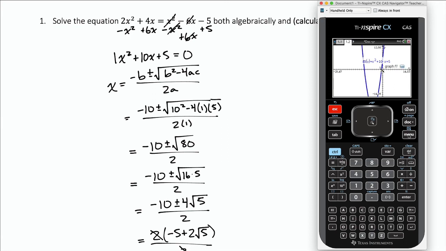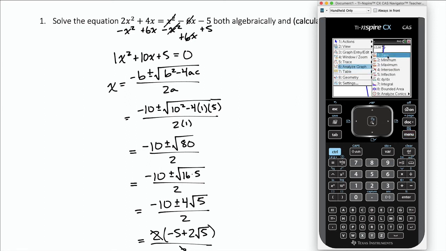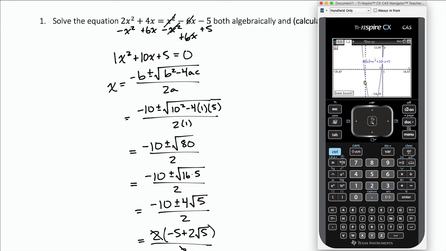In the calculator, we can go menu and then analyze graph, and then zero to find the zeros. Then we're going to scroll. It asks us for a lower bound, so we're going to click to the left of this zero here, and then scroll over to the right and click, and that's going to tell us the zeros there.